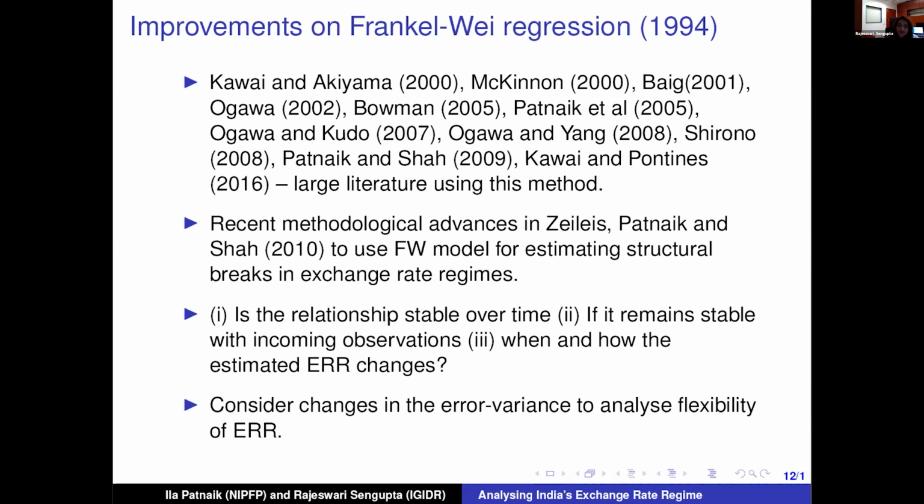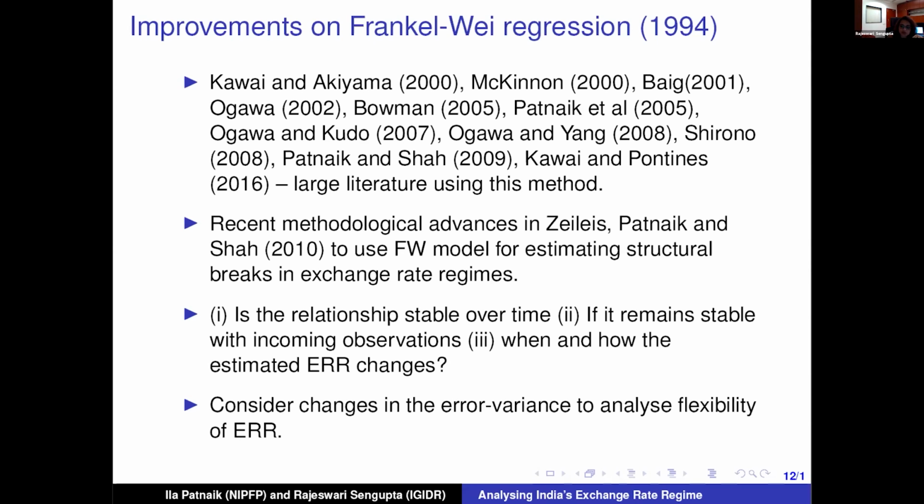And lastly, when and how the estimated regime changes. So when do the parameters start becoming unstable? And they use that to date the structural breaks in the exchange rate regimes. Also, a very important innovation that they bring to the table is that while the Frankel and Wei regression talks about the R squared, it does not talk about the error variance, which is a very important parameter. Because if the exchange rate flexibility is changing, then the error variance will also change.